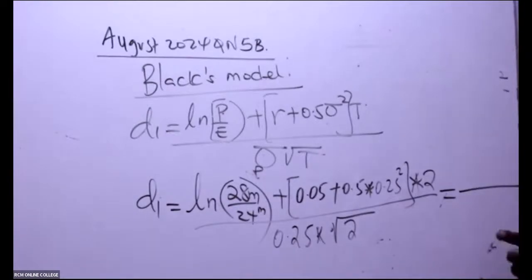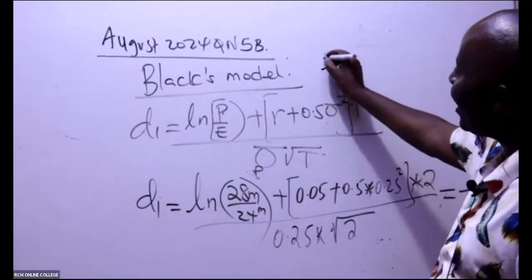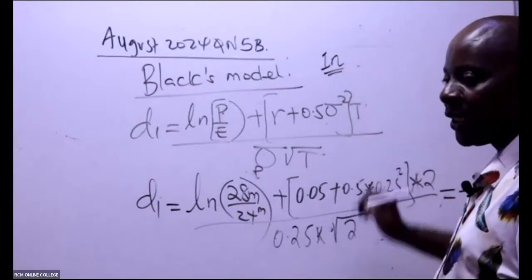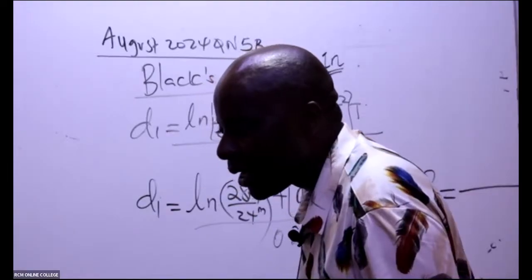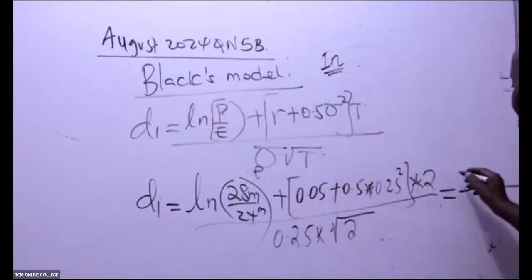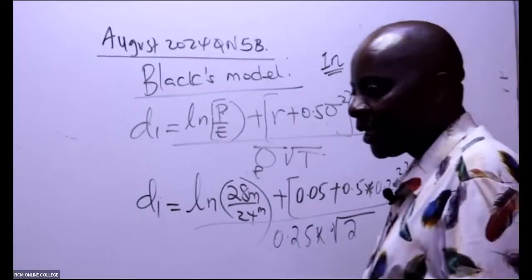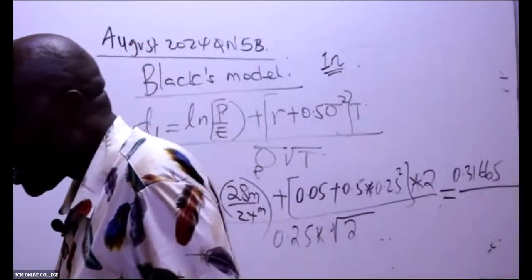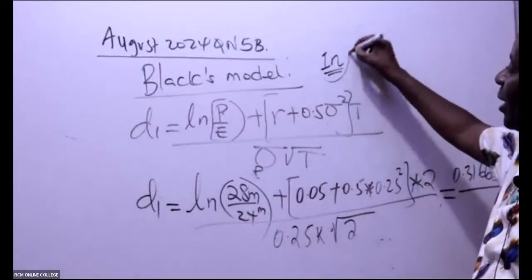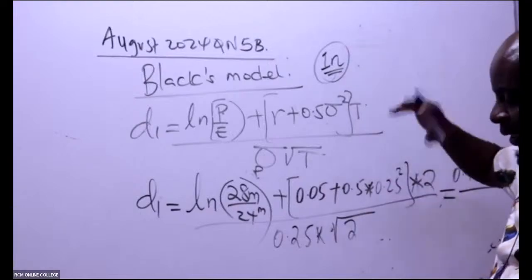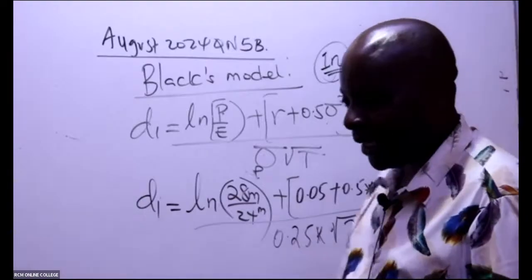Remember, it's not the normal logarithm, it is the Napierian logarithm. On your calculator there, they are calling it ln. Someone is giving me 0.31665. I can write many decimal places, yes. Are you able to see where we have ln? It's written ln, just near the red thing where there are logarithms, you'll be able to see the ln.